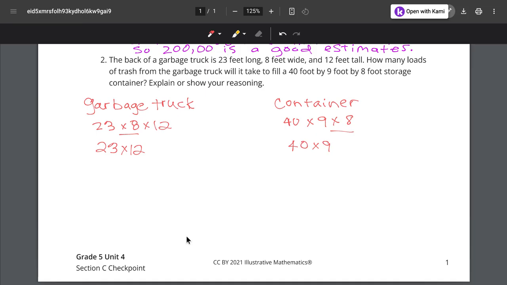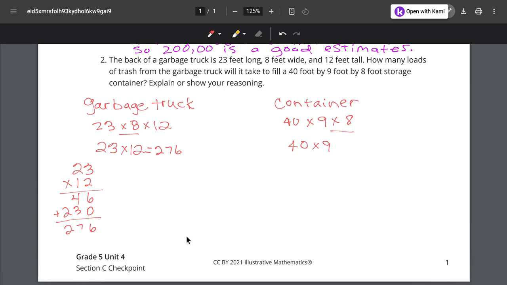So let's think about 23 times 12. Well, I'm going to start with multiplying by my 2. 2 times 3 is 6. 2 times 2 is 4. Now I have my 0, and of course 23 times 1 is going to be 23. So I'm going to add this together, and I have 23 times 12 gives me an answer of 276.